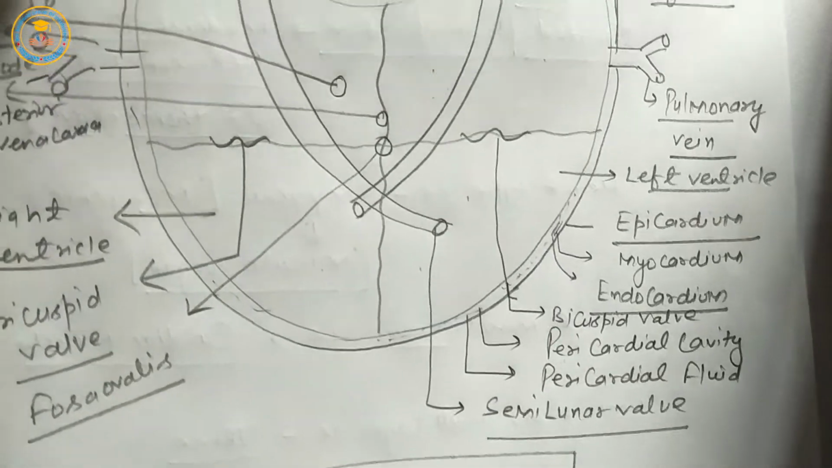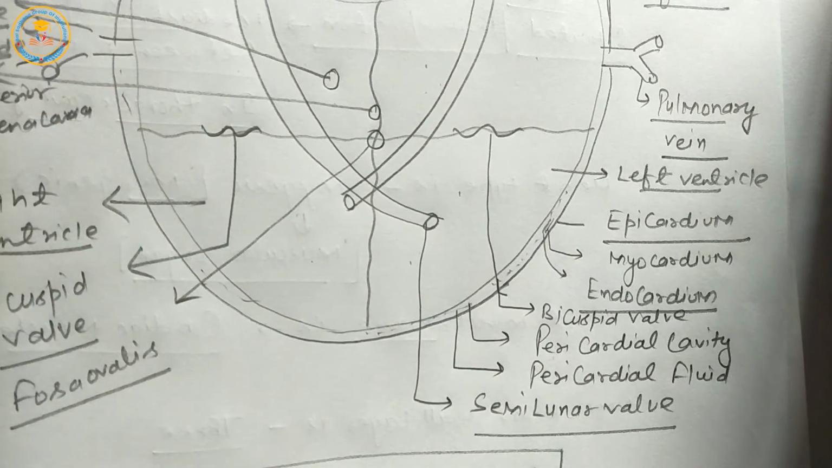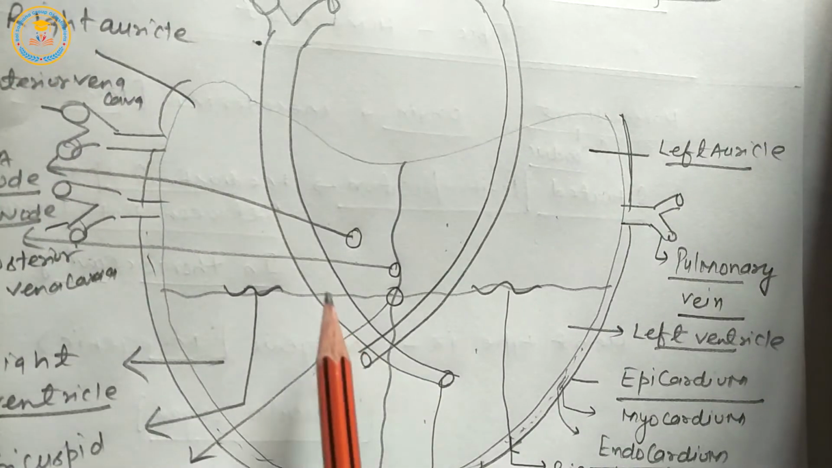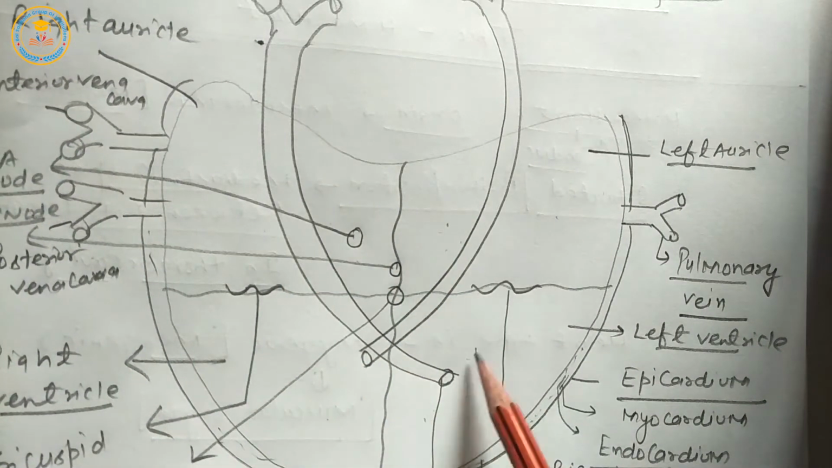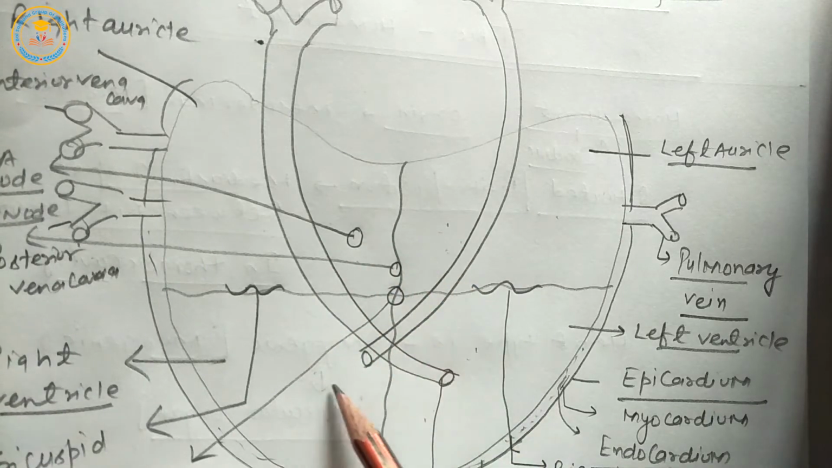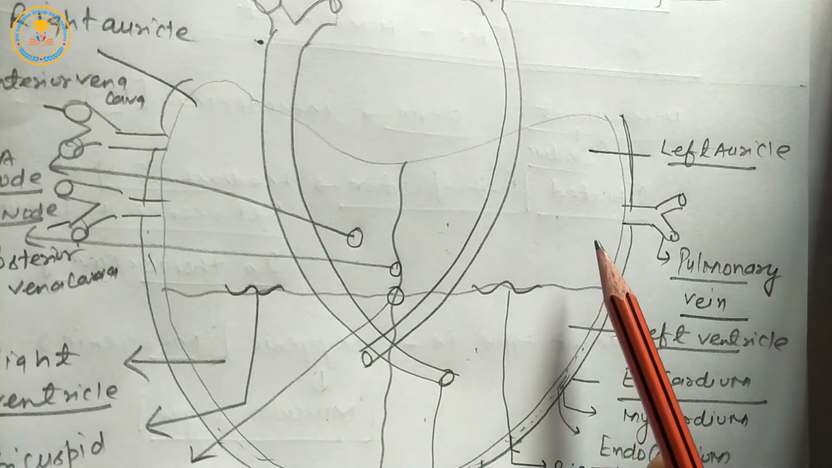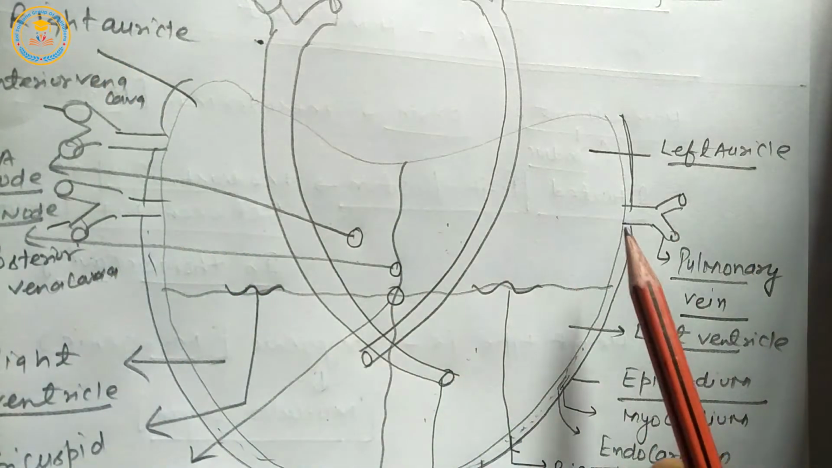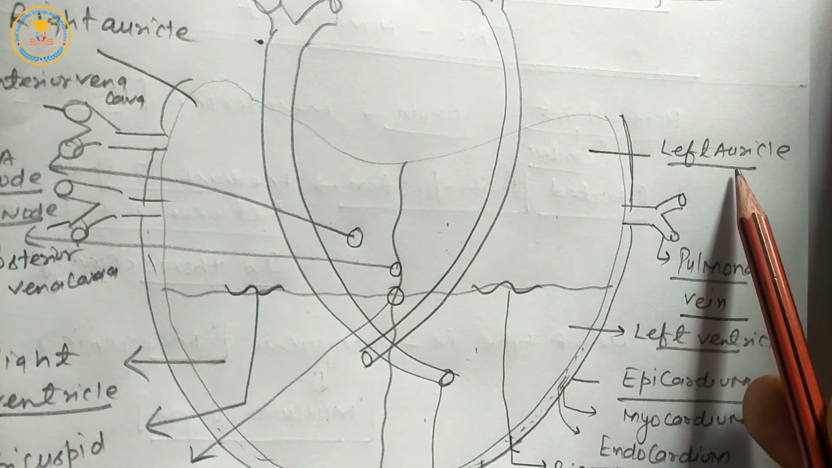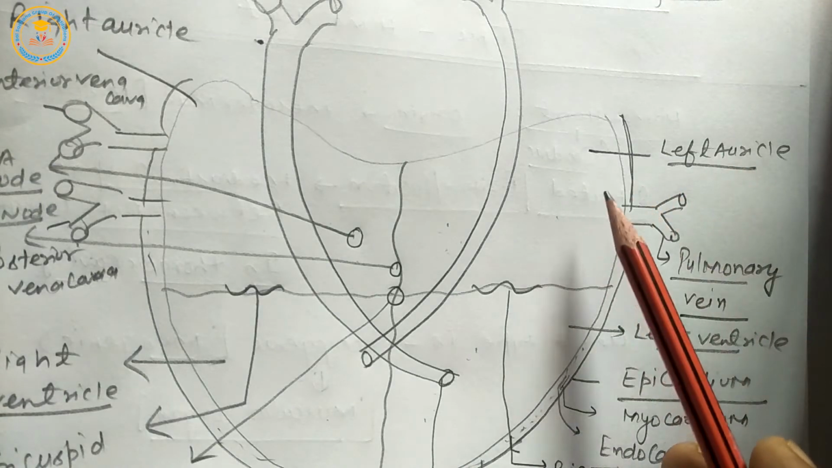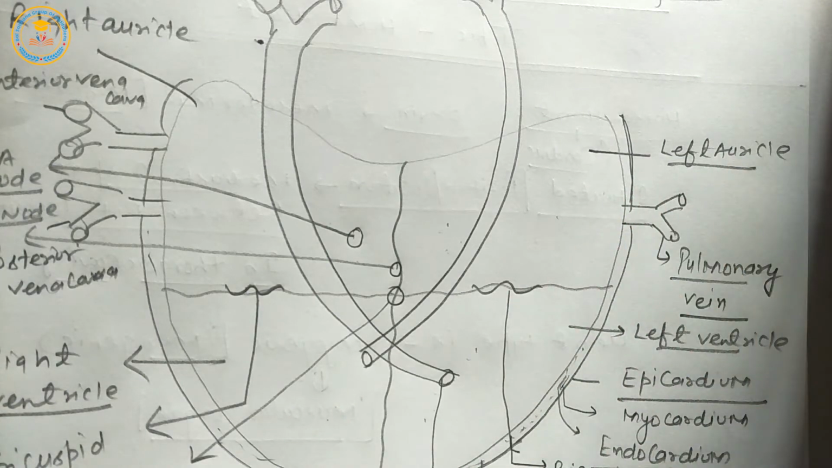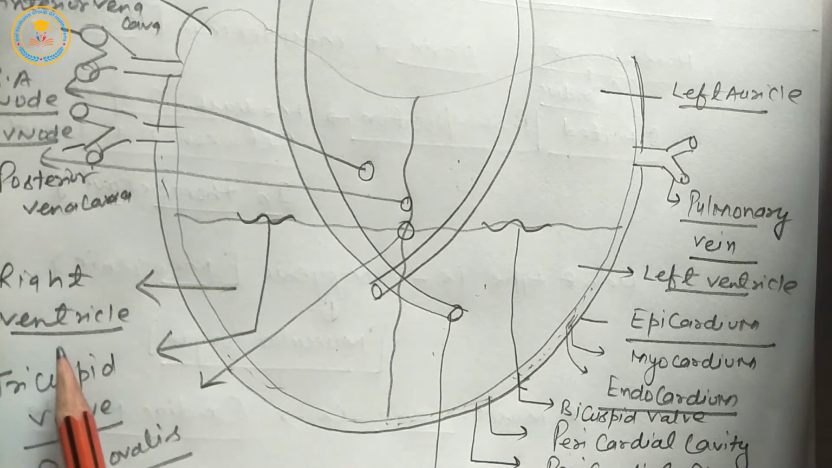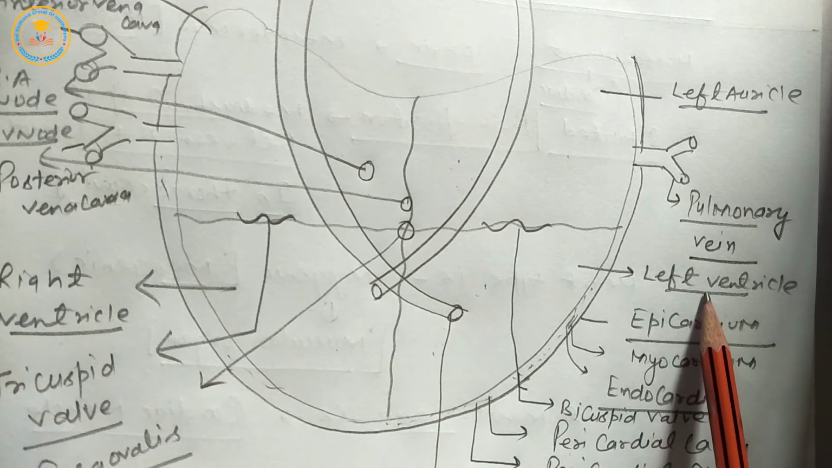Students, first, the human heart is myogenic type, it means a muscular organ, and the human heart has four chambers: 1, 2, 3, 4. On the upper side are the auricles, on the lower side the ventricles. In the upper right, the right auricle; in the upper left, the left auricle; in the lower right, the right ventricle; in the lower left, the left ventricle.